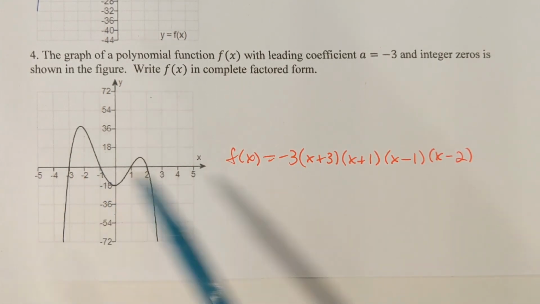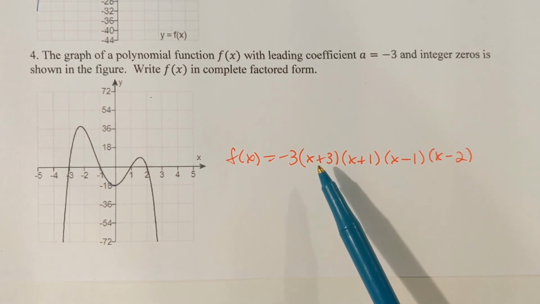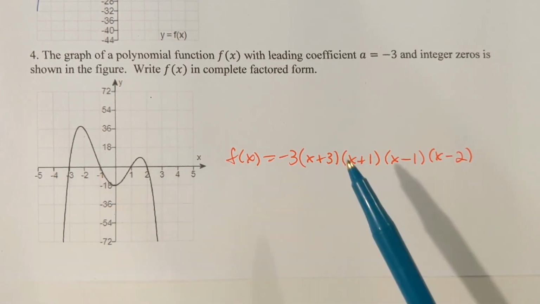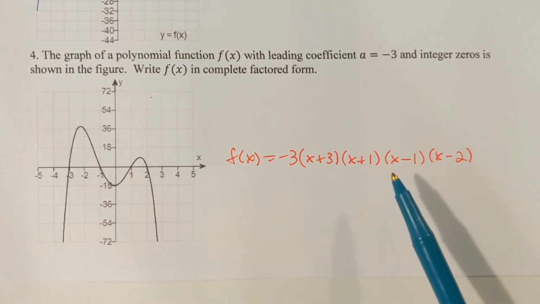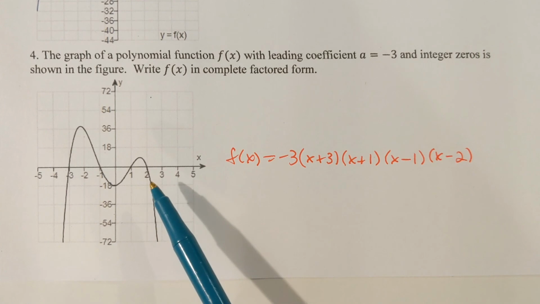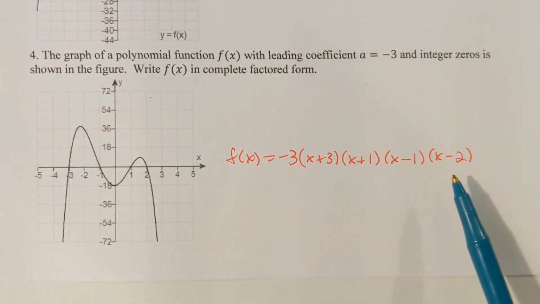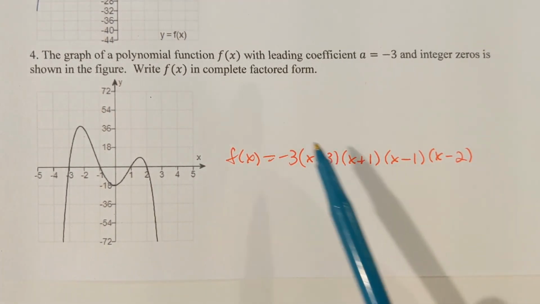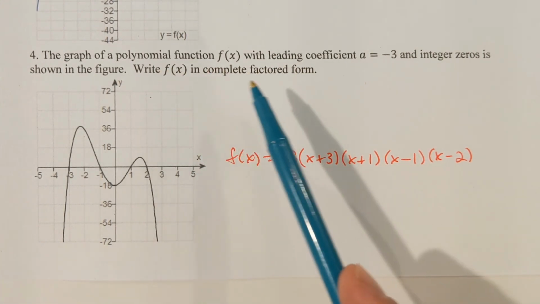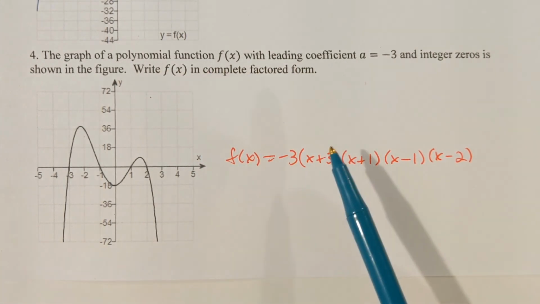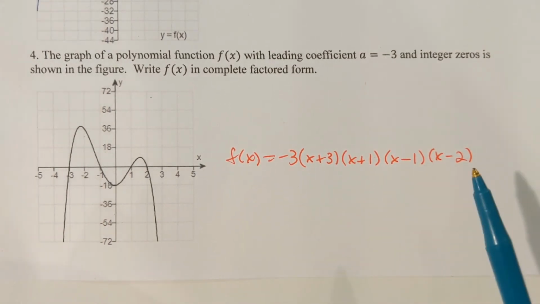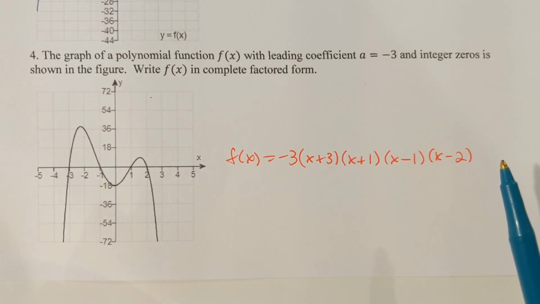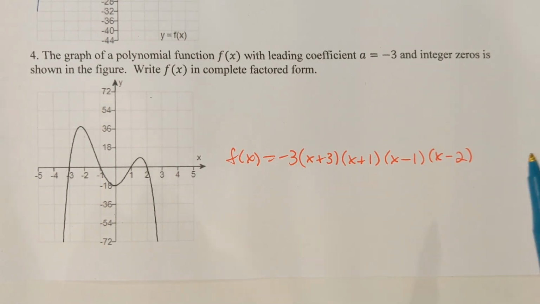Negative 3 is a 0, so x minus negative 3 would be a factor. Negative 1 is a 0, so x minus negative 1 would be a factor. 1 is a 0, so x minus 1 would be a factor. And then 2 is a 0, so x minus 2 would be a factor. And we're just leaving our answer in complete factored form here. Sometimes they'll want you to simplify this and sometimes not, so again, make sure that you're reading the directions for how the answer should be written. Okay, we'll stop right there.